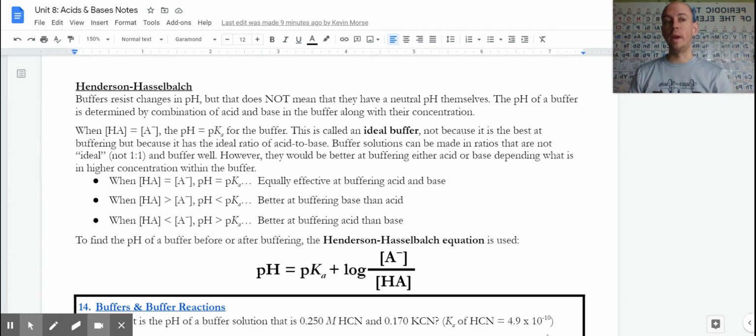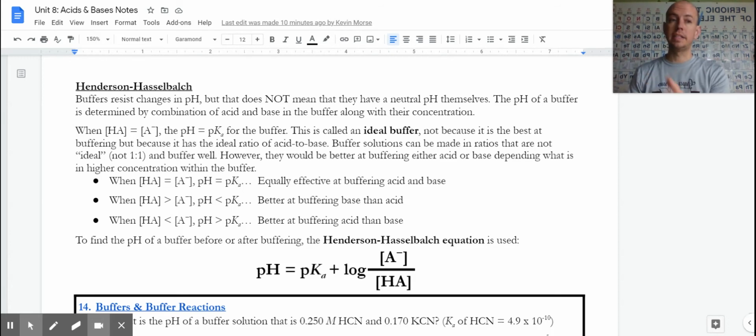Whether we have a weak acid or weak base buffer, it is called an ideal buffer if you have an equal amount of your acid with its conjugate. That doesn't mean that it's the best buffer for your situation. That doesn't mean that it's the strongest buffer or it's able to buffer the most, but it has the ideal ratio of acid to base.